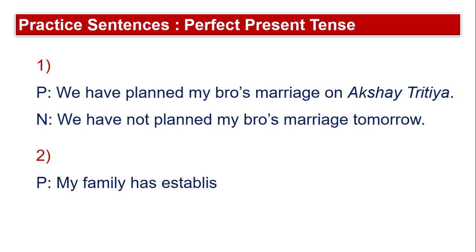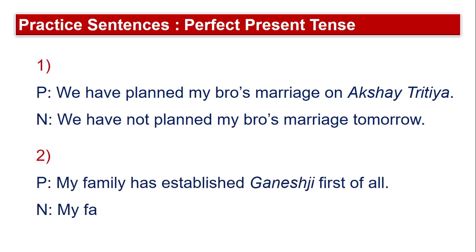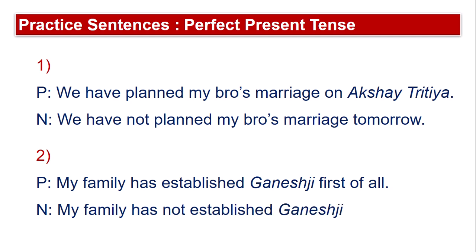Second sentence, my family has established Ganeshji first of all. My family has not established Ganeshji afterward. So whatever good things we do, whatever auspicious things we do in India, we start those functions and rituals with the worship of Lord Ganesha. So that's what I have tried to cover over here. So my family is the subject, then have/has. My family is one entity, a single entity, therefore has been used. My family has established Ganeshji first of all. My family has not established Ganeshji afterward. So that's what we do every day.